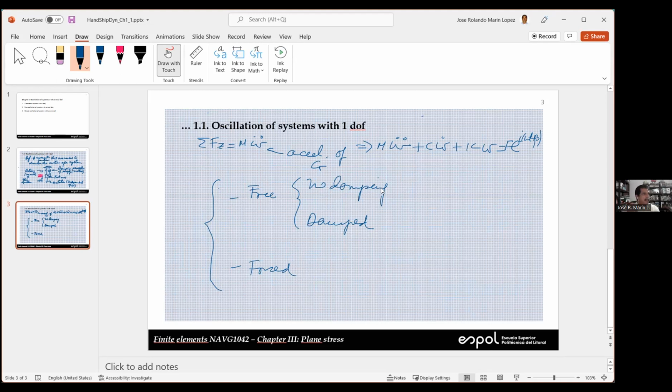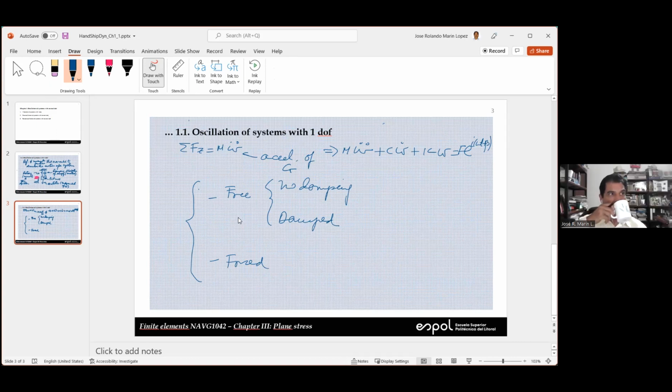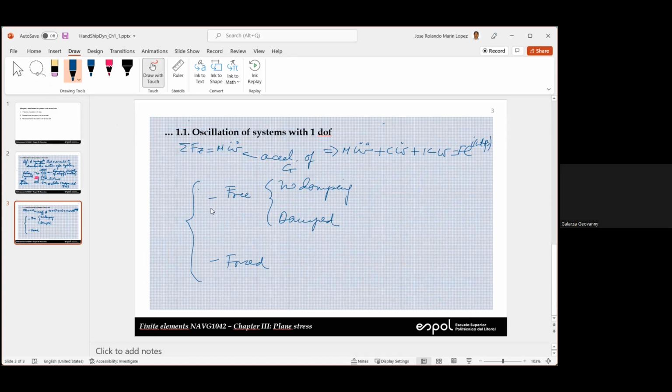What's the main characteristic of the free oscillation? Anybody? Mr. Delgado, if somebody asks you to solve a free vibration problem, what's the main parameter that you have to calculate in the case of the free oscillation? Anything that comes to your mind? Free oscillation. I don't remember. Don't remember? Mr. Galarza, do you remember? It will be the natural frequency. Exactly, yes, natural frequency.